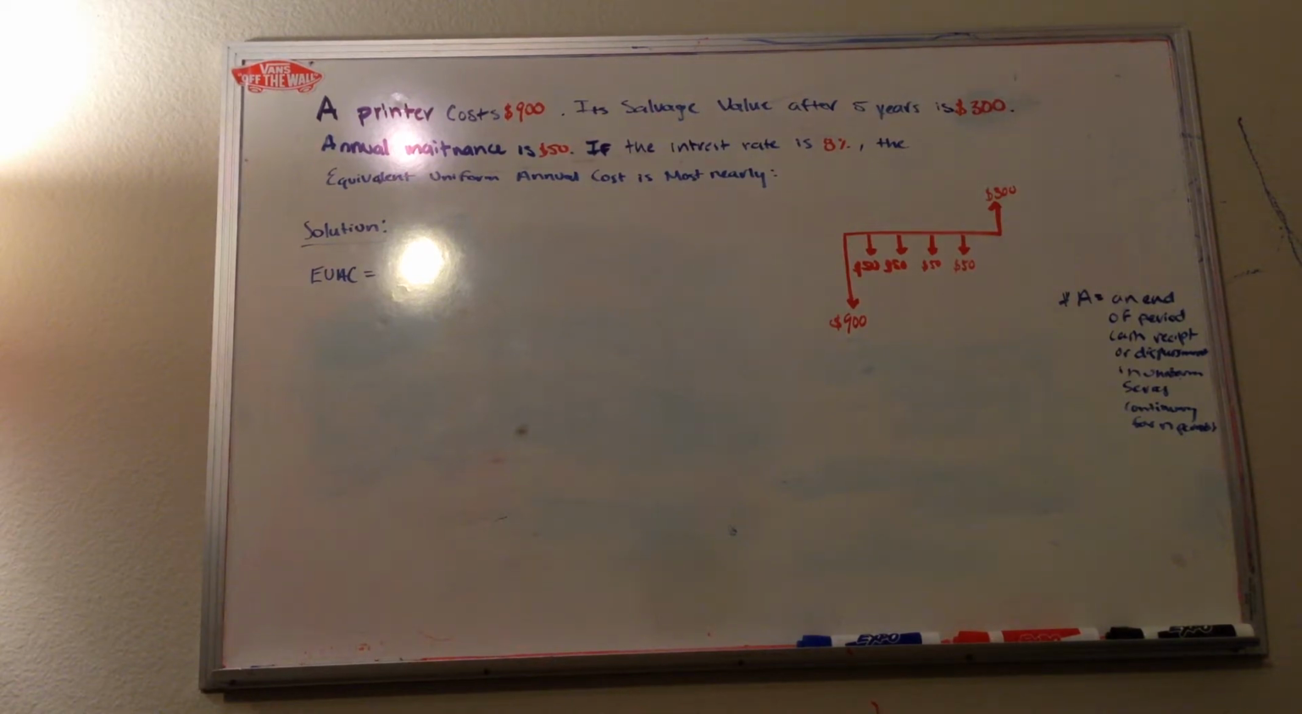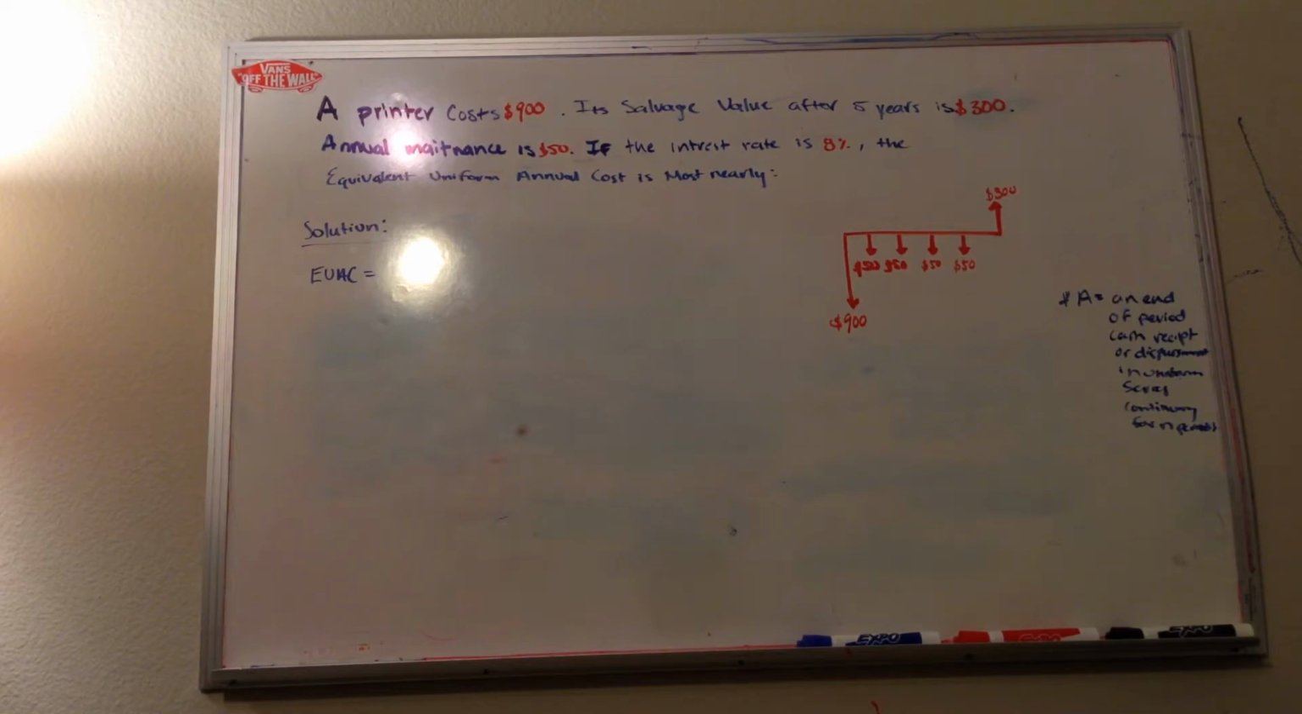Alright, so we're given a problem, and it says a printer costs $900, its salvage value after 5 years is $300, annual maintenance is $50. If the interest rate is 8%, the equivalent uniform annual cost is most nearly.